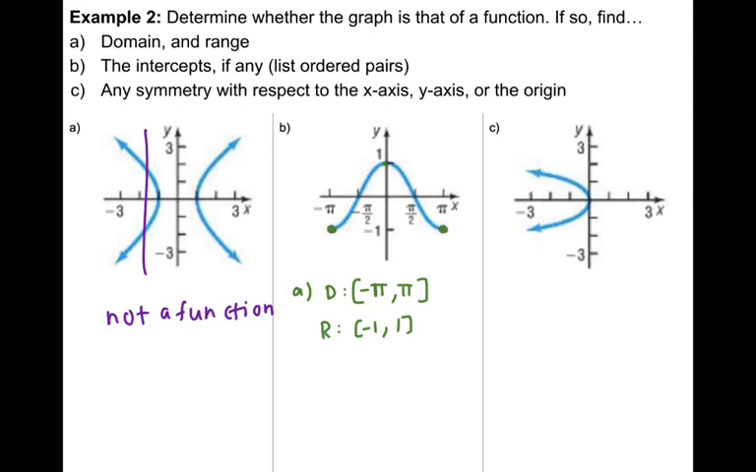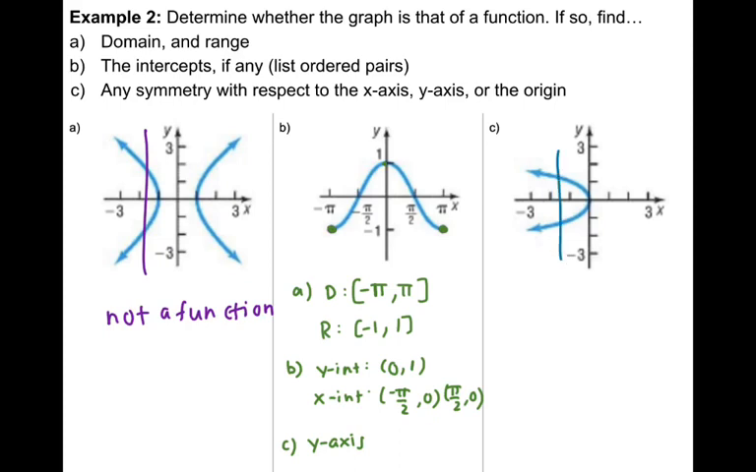All right, part B asks for intercepts, if any. So let's start with the y-intercept. We have a y-intercept here at 0, 1. That's it. The x-intercepts, we've got 2 of them. One at negative pi over 2, 0. And the other at positive pi over 2, 0. And then the very last thing we're asked to do is find symmetry if it's got any. This graph, if we fold it along the y-axis, it would match up. So we have y-axis symmetry, otherwise known as line symmetry, across the line x is equal to 0.